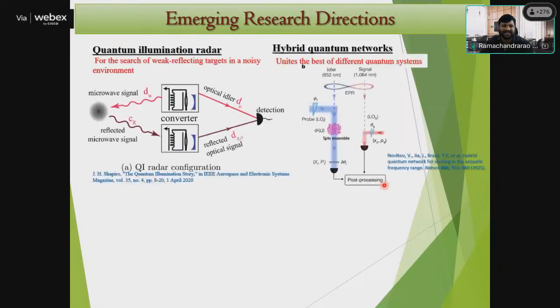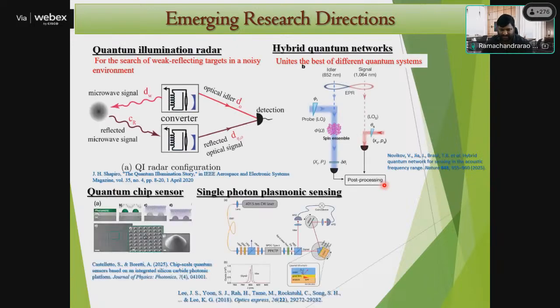So these are the emerging areas which I just brought. I don't want to emphasize too much on it. I just want to give an idea of how the future is going to evolve. You are going to have hybrid quantum networks.